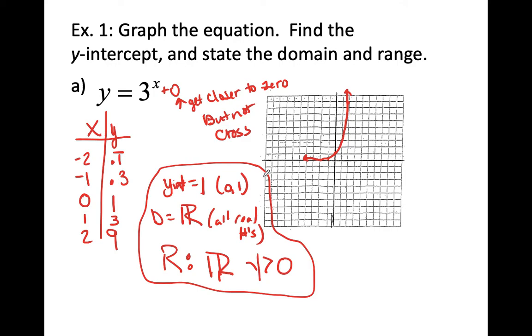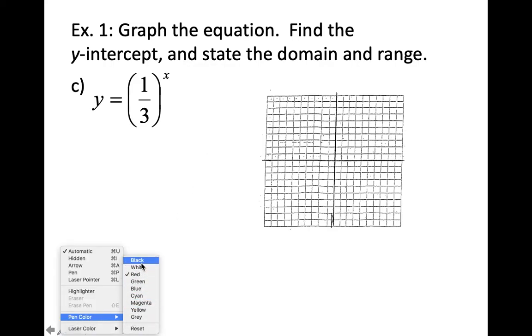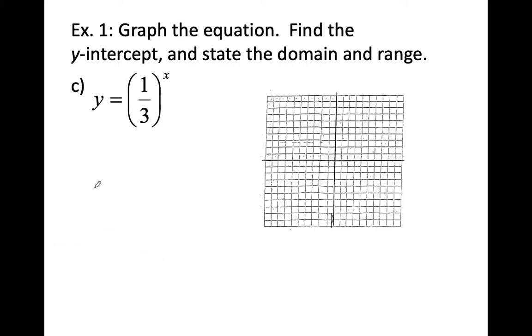All right, so we're either going to look at the next one or skip to C. I can't remember. We're going to skip to C. This one says we've got the equation y equals (1/3) to the x. So it starts off the same. You're going to make a t-chart with your x values going from negative 2 to 2. Again, you can use your calculator.